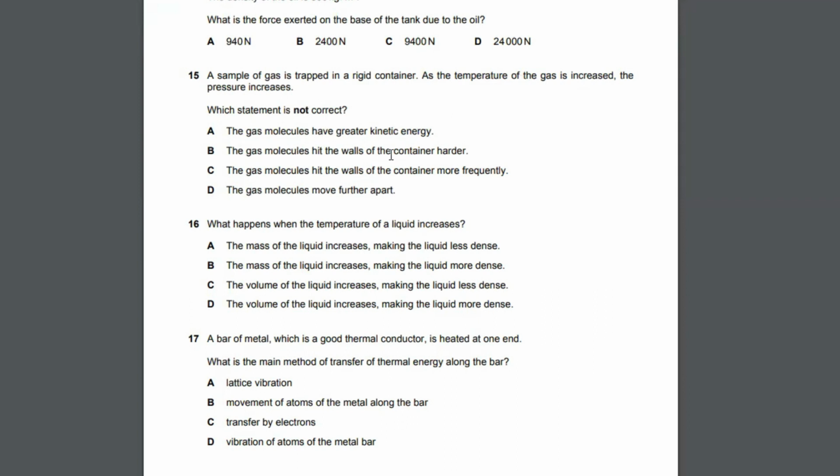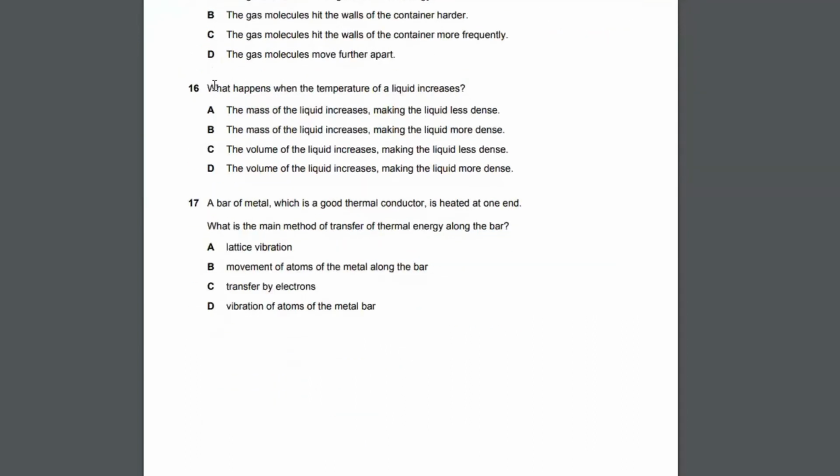Next is, the gas molecules hit the walls of the container harder. So this is also a correct statement. Gas molecules hit the walls more frequently. As speed has increased, the number of collisions every second will also increase. Next is, the gas molecules move further apart. Now volume is fixed, which means they can't move any further apart than they already are. So the answer is D. This is not correct. If it was trapped in a balloon or a non-rigid container, then this would also be correct. What happens when the temperature of a liquid increases?